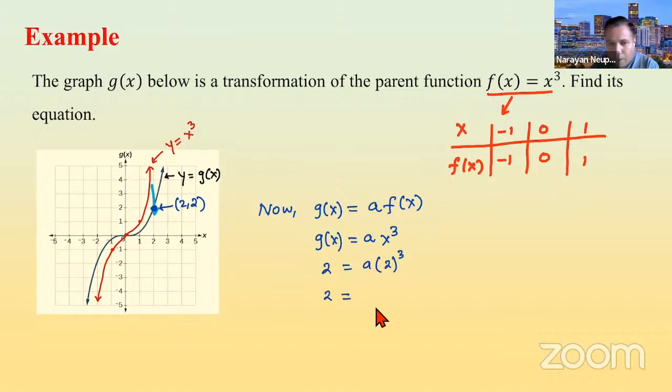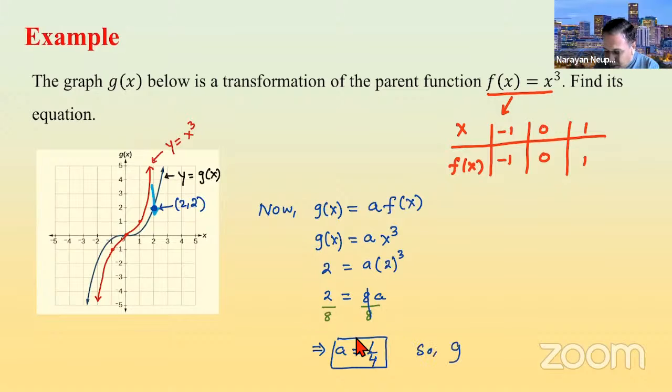2 equals 2 cubed. 2 cubed is 8, so 8 times a. And if we want to find the value of a, we have to divide on both sides by 8. Divide by 8, divide by 8. So this implies the value of a is equal to, here you can see 8 and 8 get cancelled, and here it is 2 over 8, which is the same as 1/4.